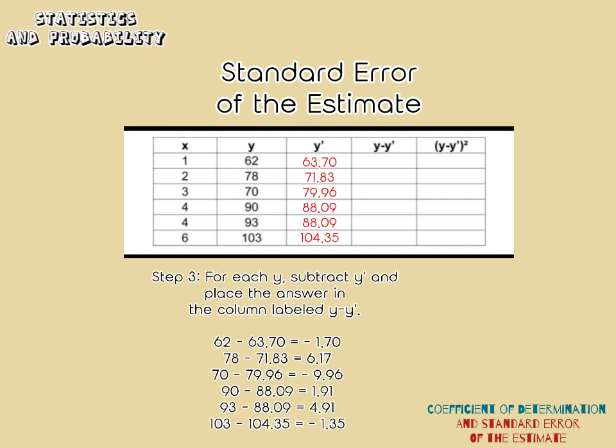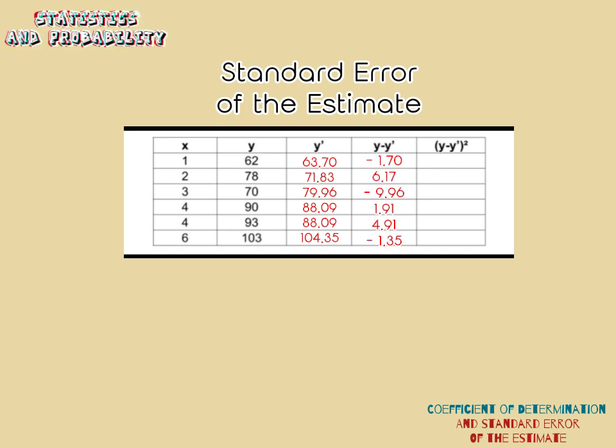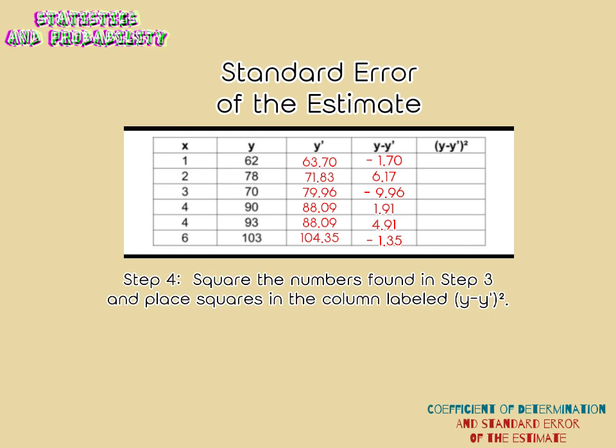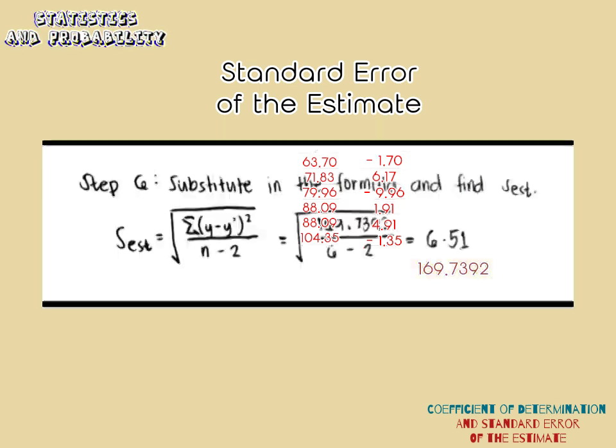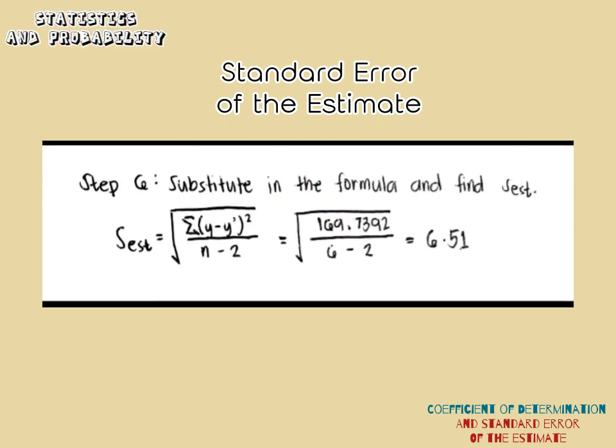Step 3. Subtract y by our y prime to find the answers for the fourth column. Step 4 is to square the answer in step 3 and place it in the last column and find the sum of them all. So our table has been complete. Let's move on to our last step, substituting the values in our formula. So there it is, the standard error of the estimate.